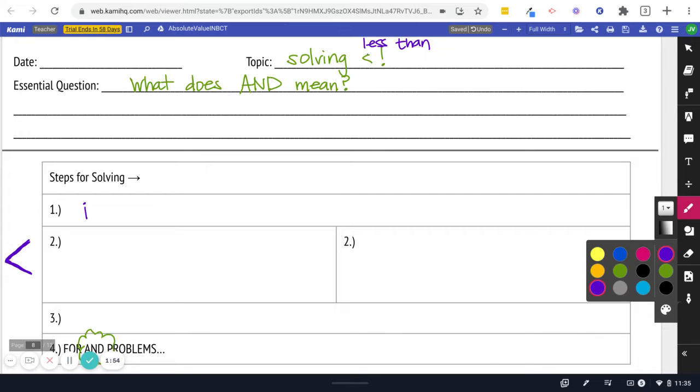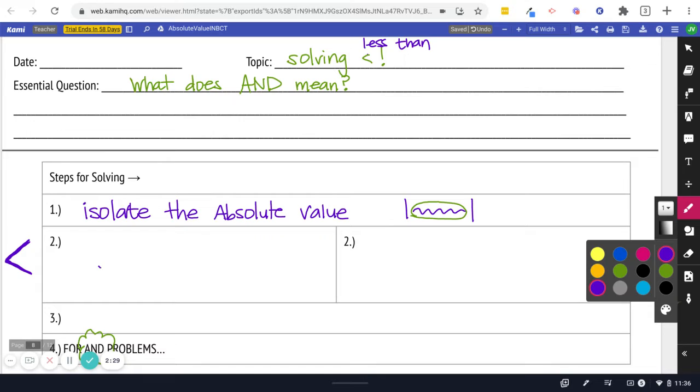You already know what the first one is. Isolate the absolute value. Remember, isolate means I want to be alone. Absolute value wants to be alone. So we're going to isolate that absolute value. Then, just like before, we're going to write two inequalities, right? We're going to get that absolute value alone. And first, of course, we're going to circle the guts.